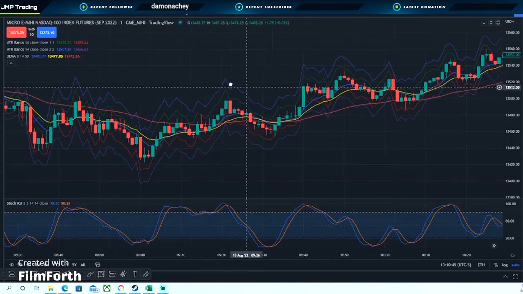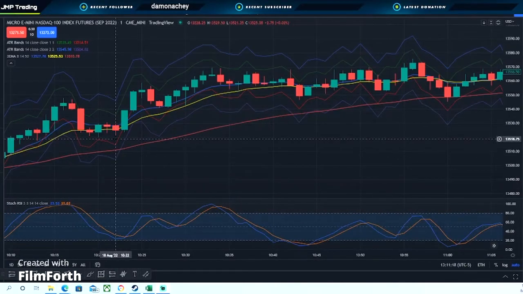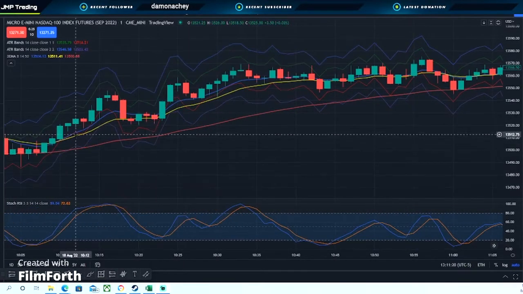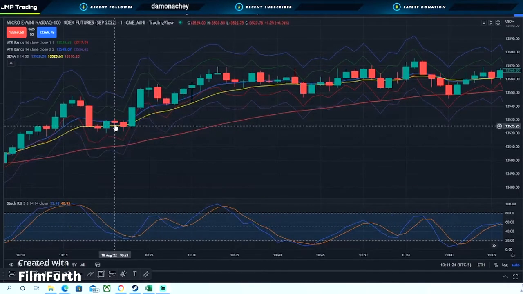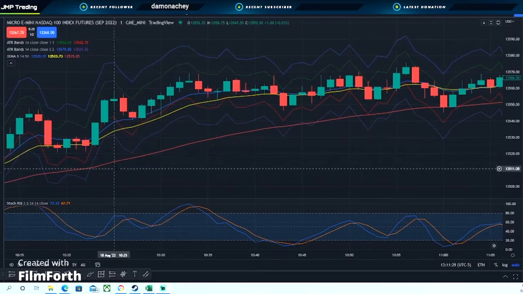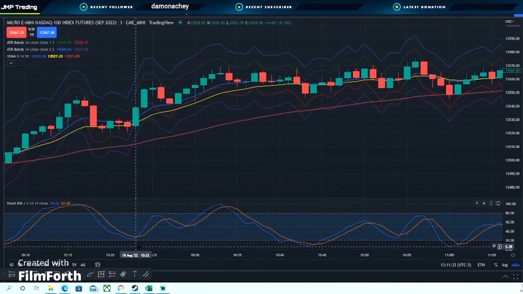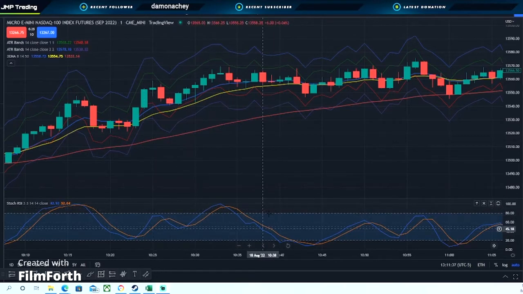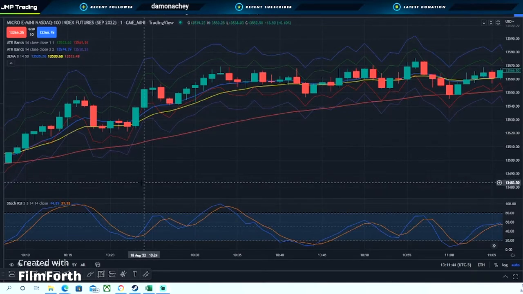Now let's go over some examples of some longs. Alright, so for a long entry, all these 3 EMAs have to be on top of each other. 8 has to be above 14, 14 above the 50. So the first thing we're going to look for is a cross up on stochastic RSI. It doesn't matter where it's at on here, just as long as there's a cross up, you're going to look at the trade.